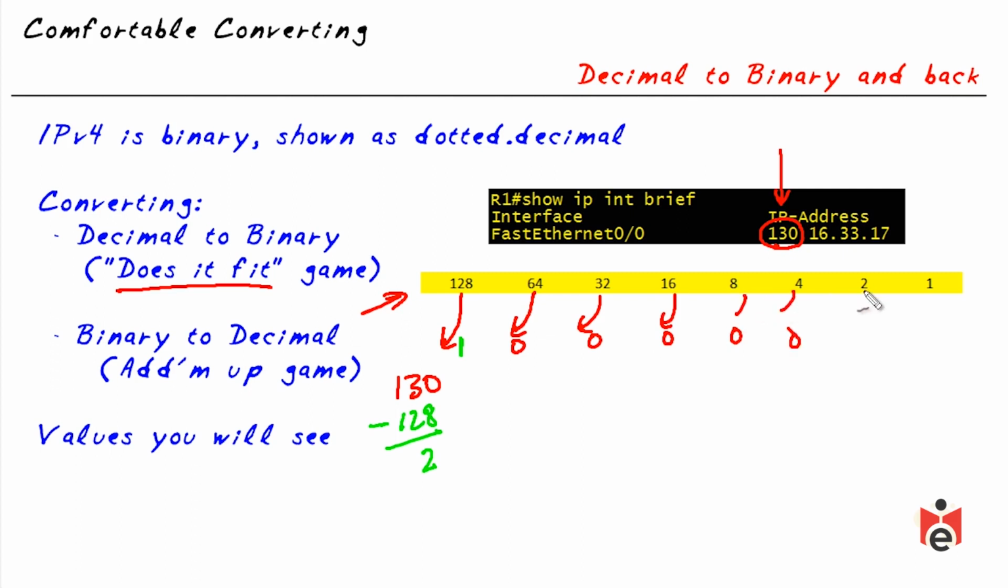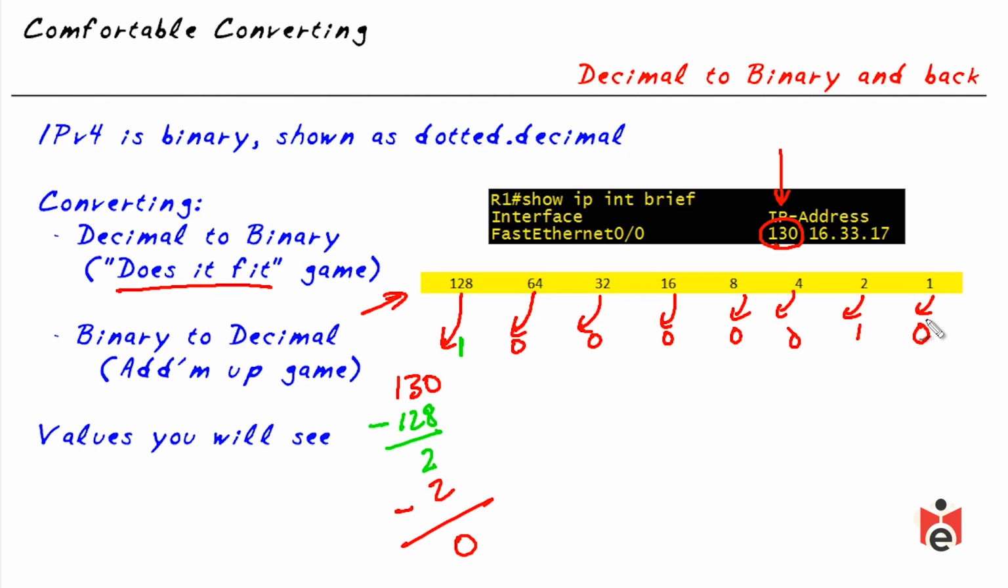And then we get down to 2. Does 2 go into 2? And the answer is yes, it does. It goes in exactly 1 time. So we'll subtract 2 from it, and we are down to 0. So the question is, does 1 go into 0? And the answer is it does not. And so we're going to put a 0 there as well.